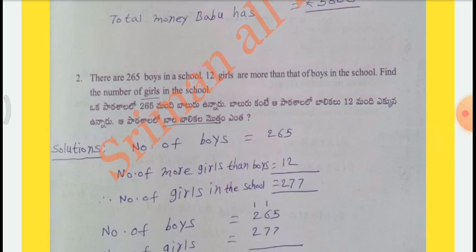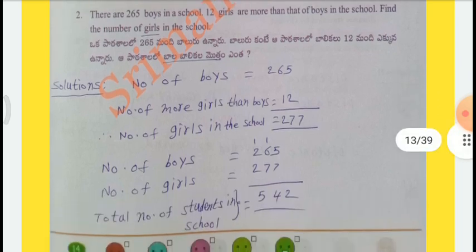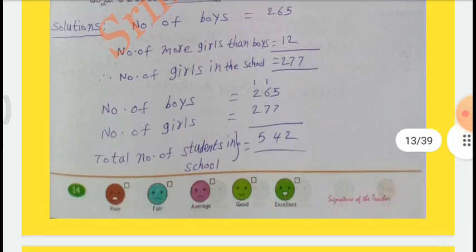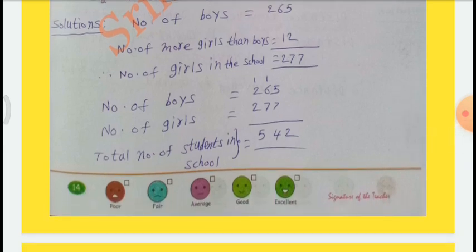There are 265 boys in a school. 12 girls are more than that of boys in the school. Find the number of girls in the school. Solution. Number of boys 265. Number of more girls than boys 12. Number of girls in the school 265 plus 12 equal to 277. Number of boys is equal to 265. Number of girls 277. Total number of students in the school 265 plus 277 equal to 542.